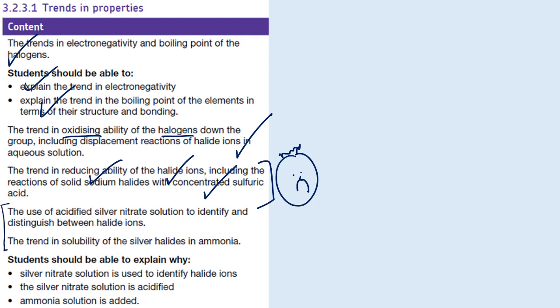Finally then, having a look down at the use of acidified silver nitrate to identify and distinguish between halide ions, and then the use of ammonia. This bit actually comes from GCSE. You've seen this before. The ammonia bit is new.